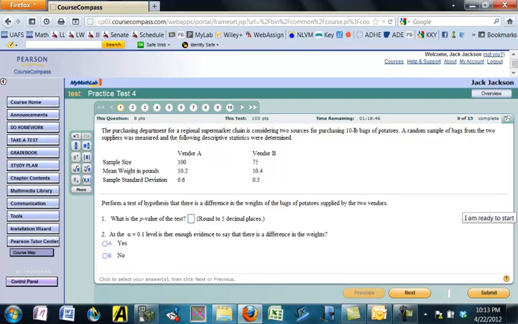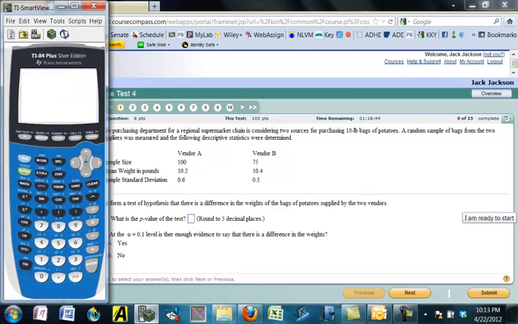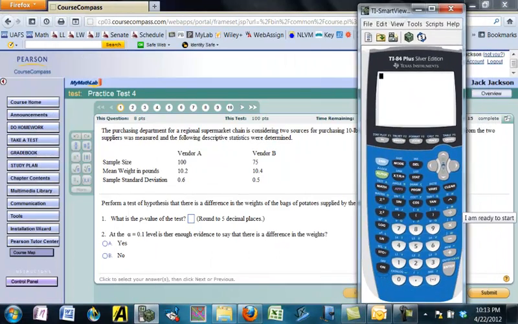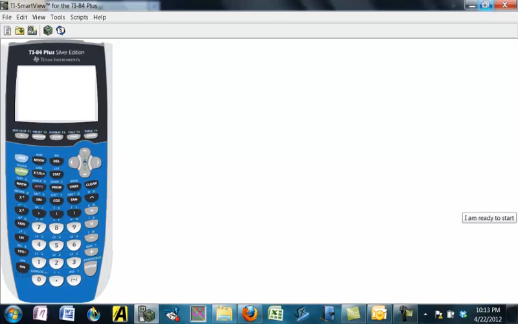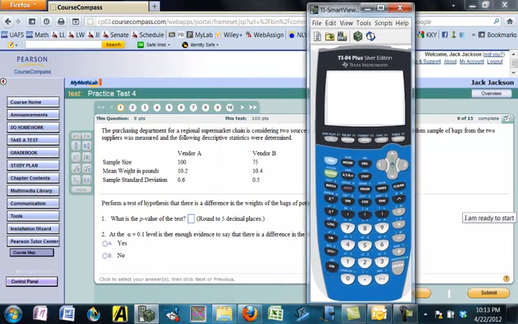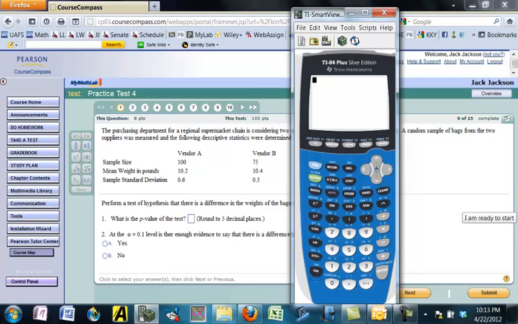Okay, round to 5 decimal places. Now this one is built in. We'll see if this gives us the right number of decimal places we need. If not, we may have to do this without the shortcut here. But we can go to stat tests, and a two-sample t-test is number 4, and we're entering our data from statistics.